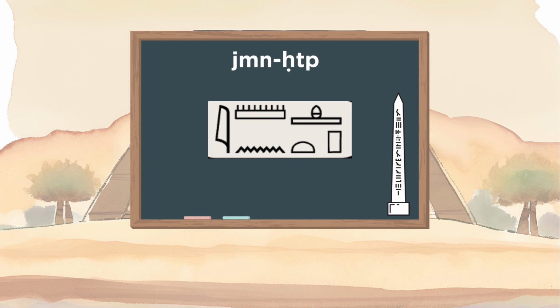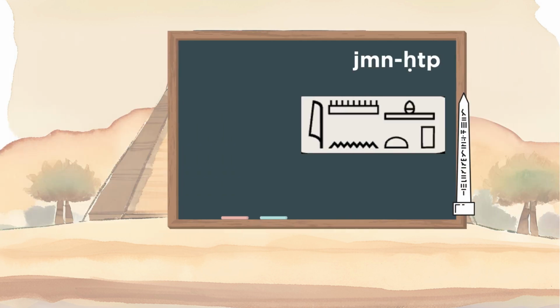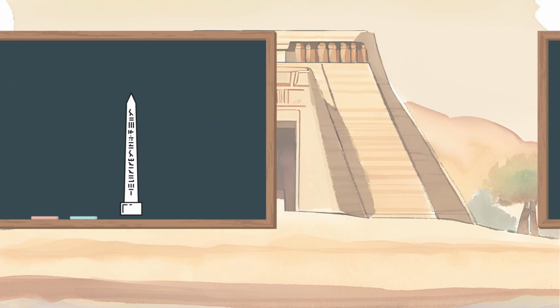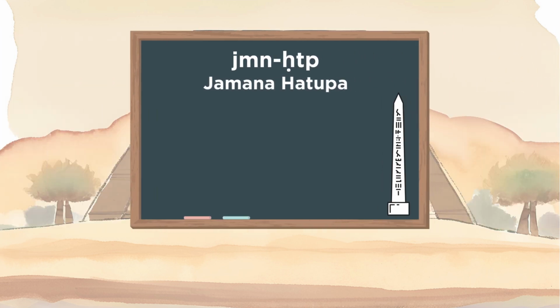Amenhotep's name is represented with these hieroglyphs, which are transliterated to J, M, N, H with the period beneath. That is the H that has the ha sound, and then TP. Spoken, this is Jamanahatupa.